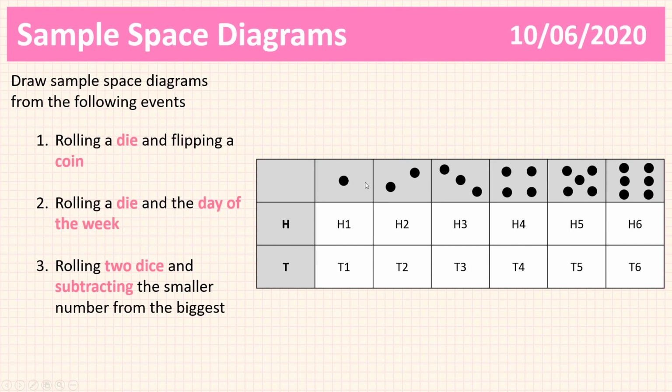So I can get a heads and a 1, a heads and a 2, a heads and a 3, and so on until I get a heads and a 6. And I can do the same thing for the bottom one as well. So you can see this is what my table would look like, and I filled it in. I'd like you to do that for the next 2 questions. So pause the video, have a go at that, please.